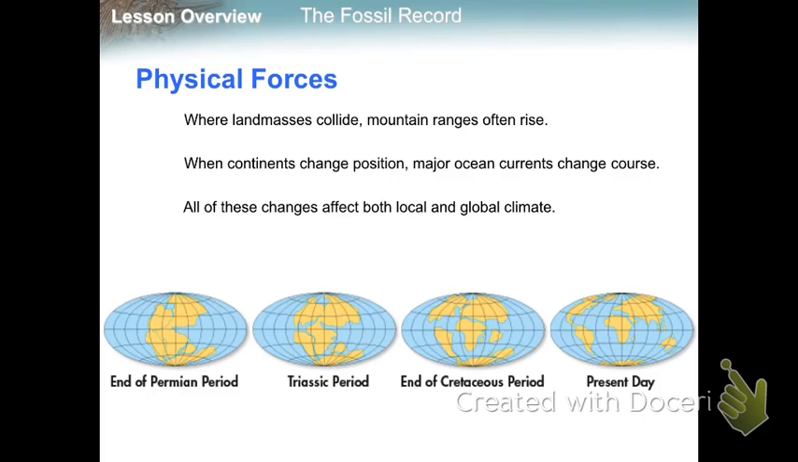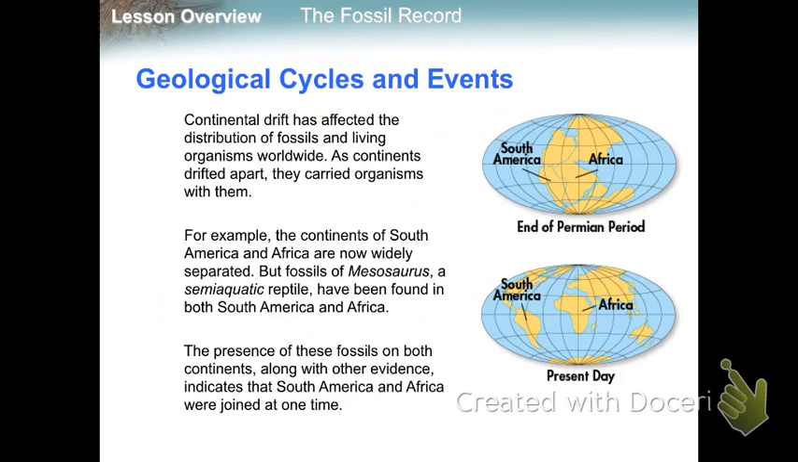When land masses are colliding, that's how mountain ranges rise up. When continents change position, ocean currents change their course. And both of these kinds of things can affect local and global climate. Continental drift has affected distribution of fossils as well. As continents have drifted apart, they carried organisms with them. South America and Africa are now widely separated. They've got the Atlantic Ocean between them.